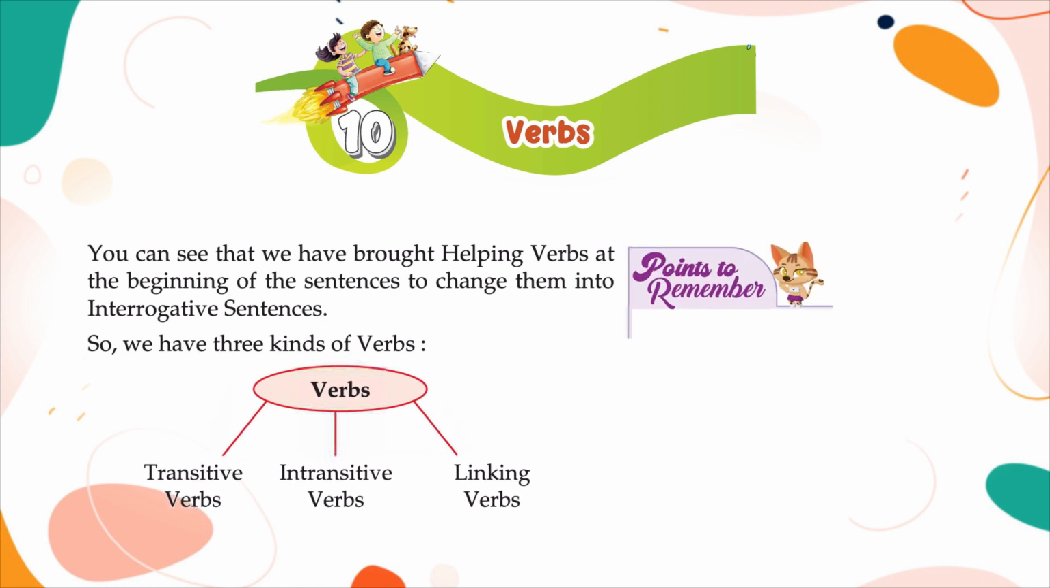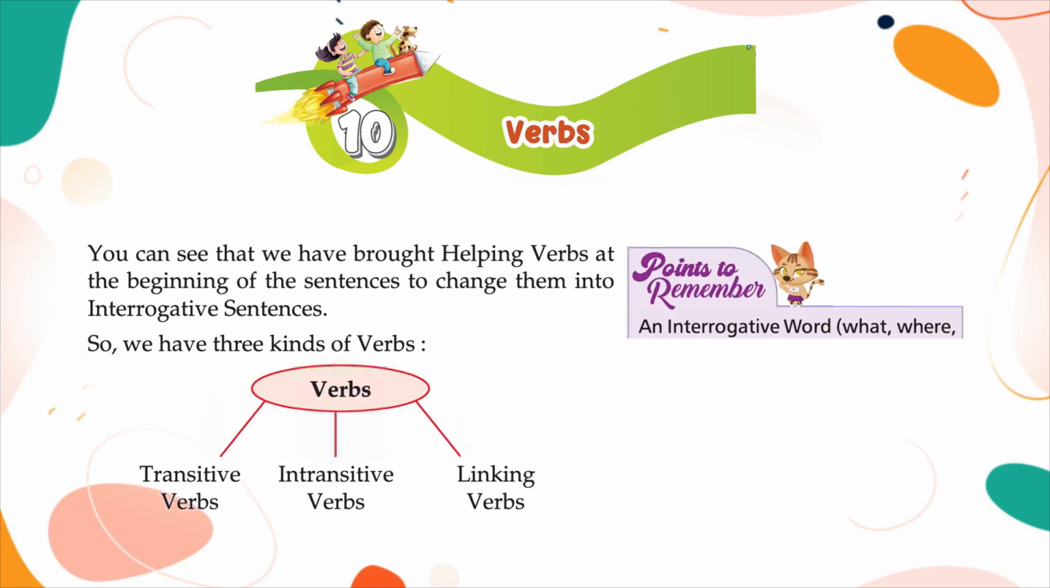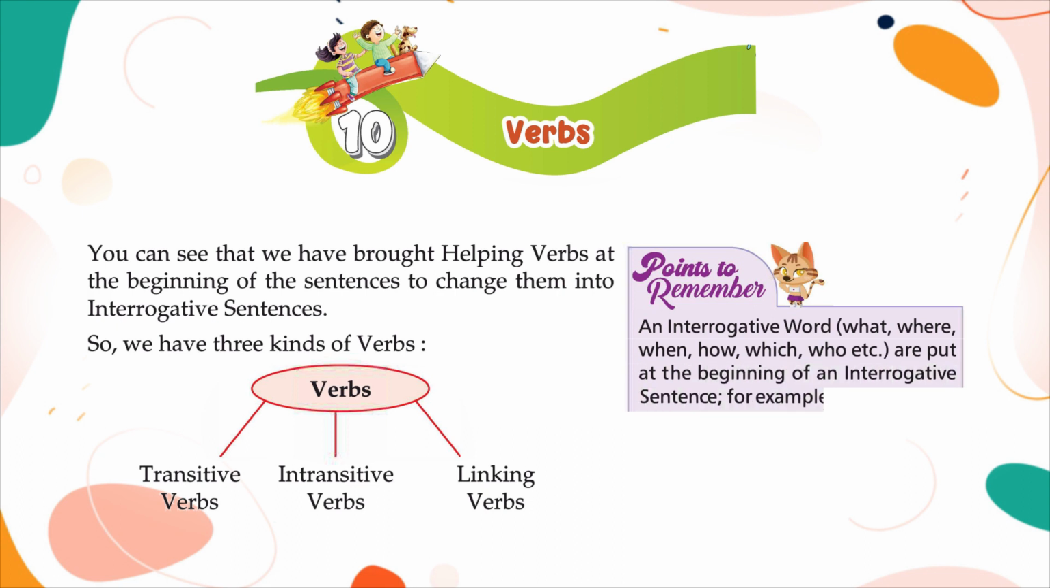Points to remember. An interrogative word, what, where, when, how, which, who, etc. are put at the beginning of an interrogative sentence. For example, where am I going? When has she finished her work?